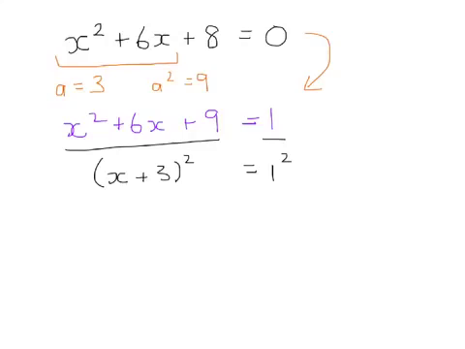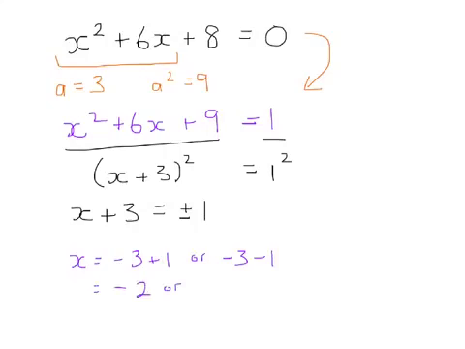Which means we have x plus 3 equals, and here's the tricky part, positive or negative 1. Because we take the square root of both sides, but we can't neglect the positive or negative. Which means x is either minus 3 plus 1 or minus 3 minus 1. Or in other words, it is either minus 2 or minus 4.